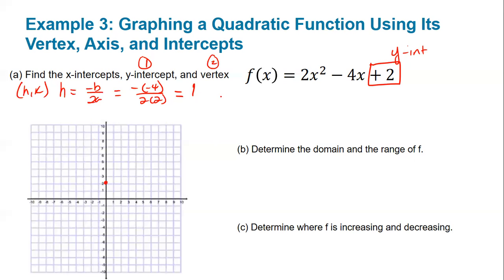To find k, we have two options. We either can plug in or memorize the k formula. In this case, h is 1. Are you comfortable plugging in for 1? So k equals 2 times 1 squared minus 4 times 1 plus 2. What do I get? What's 2 minus 4? What's negative 2 plus 2?